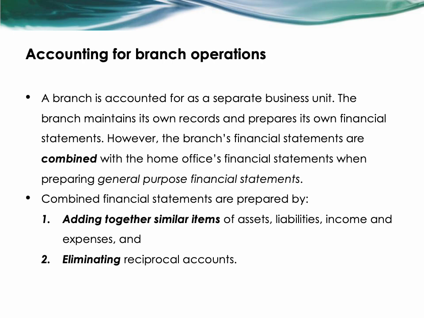While accounting for a branch is more complex because it is accounted for as a separate business unit. So the branch maintains its own records and prepares its own financial statements. However, for external reporting, for example, reporting to the public, to the BIR, to the shareholders, the branch financial statements must be combined with the home office financial statements.